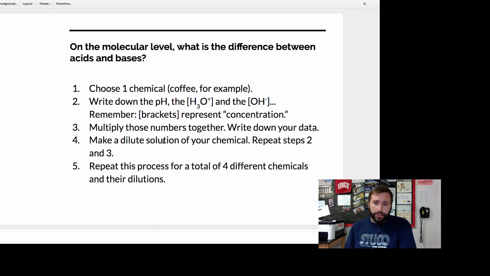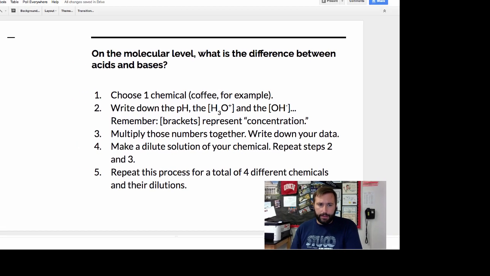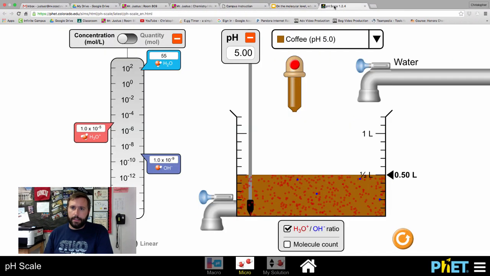Make a dilute solution of that chemical. So I'm going to make a dilute version of coffee, and I'll repeat steps 2 and 3. I'm going to choose 4 total different chemicals and their dilutions, and I'll repeat this entire process. Okay, so let's go back to the sim.